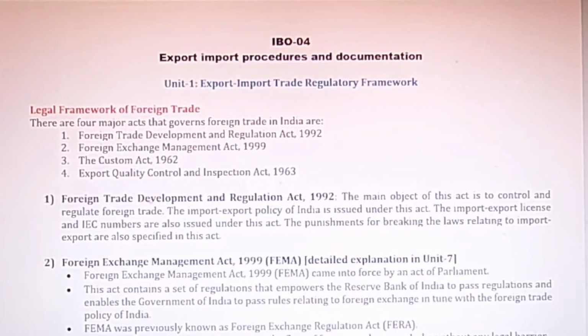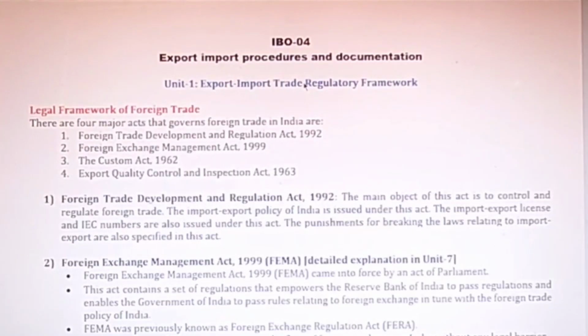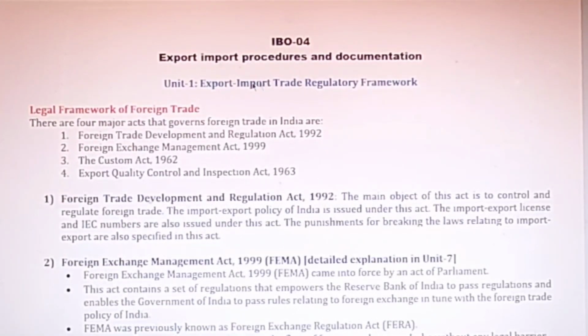I have included all the previous 10 years' questions, paper analysis, and the most probable questions that you can get. I have prepared all these materials unit wise. As you can see here, IBO 04 Unit 1 is on export import trade regulatory framework.